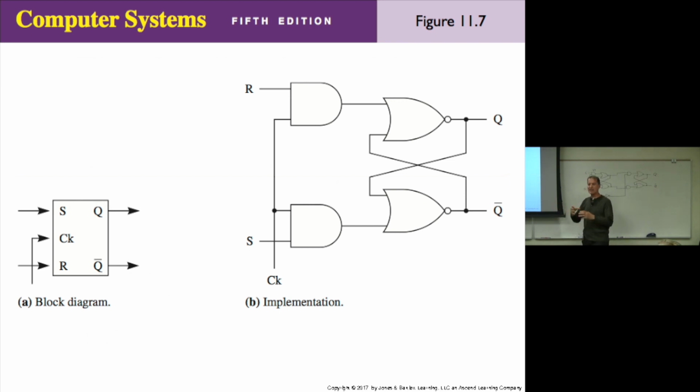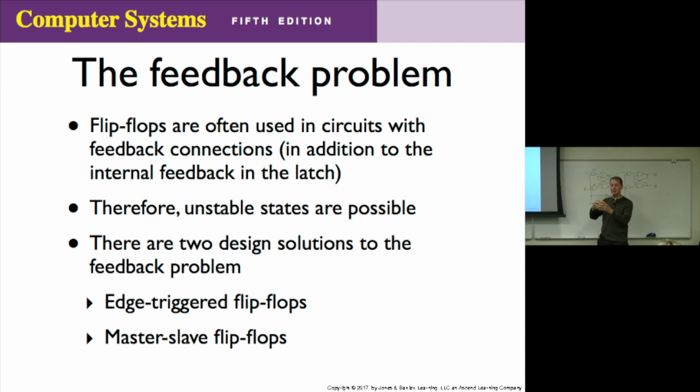What I'm talking about is if we have a bunch of flip-flops, each of them with their own little internal feedbacks, there could be some feedback external to those blocks. Are you with me? Is everybody clear? Okay. So flip-flops are often used in circuits with feedback connections in addition to the internal feedback in the latch. Therefore, unstable states are possible.